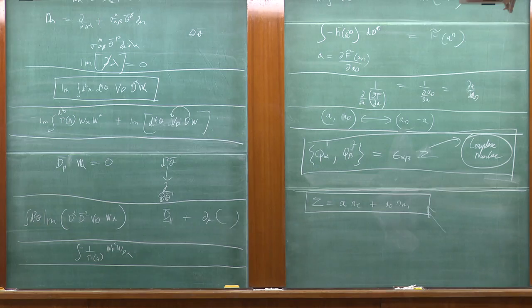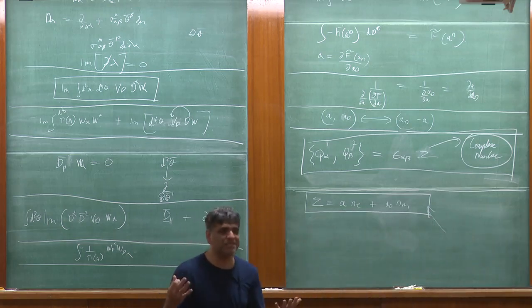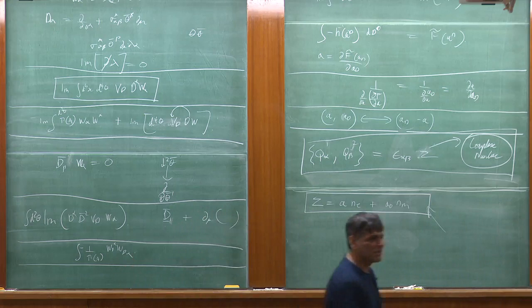Is this clear? One way of saying this: first, you probably know this, right? The 't Hooft-Polyakov monopole solution is in SO(3) or SU(2) broken down to U(1). Okay?